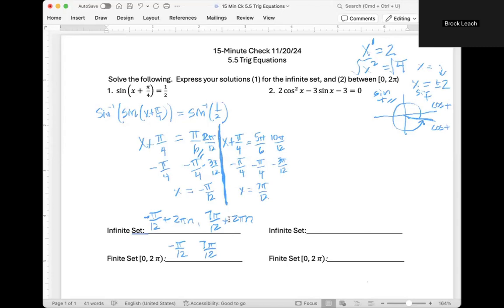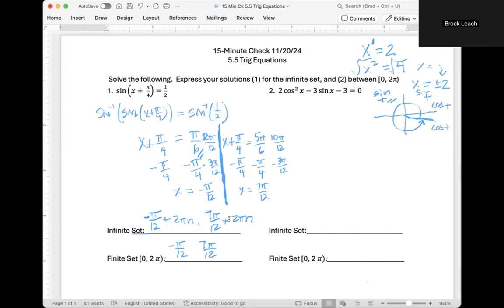And so you want to figure out what that second angle is going to be. Professor? Yep. Is that a right next to the pi over 6? Why did you put a 2 pi over 12? And why did you put the 10 pi over 12 for these both?